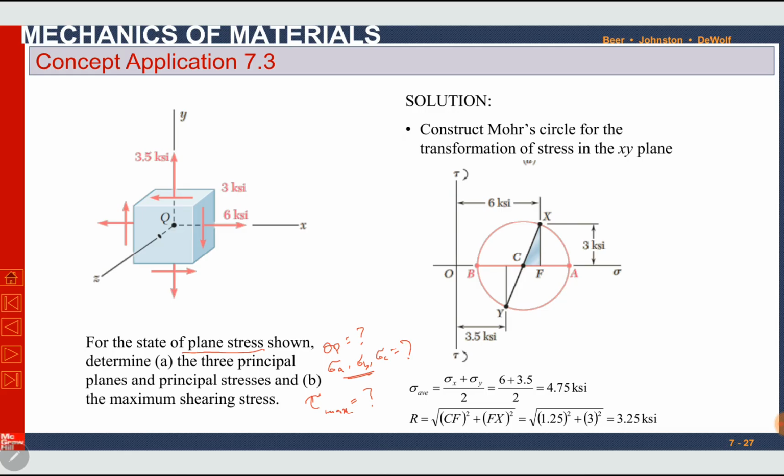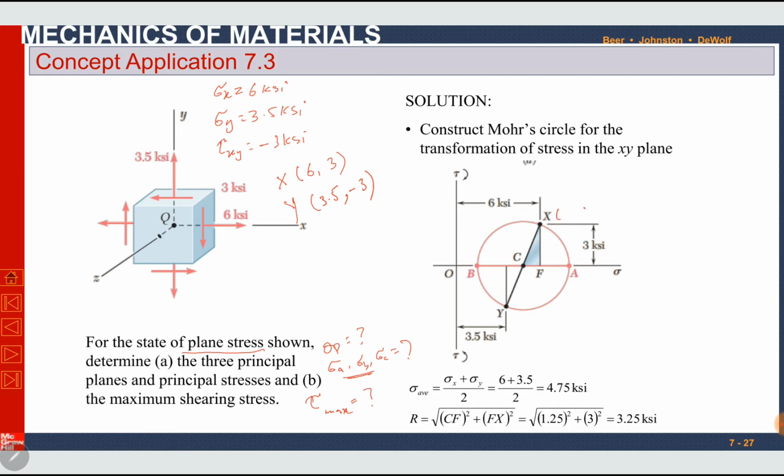In order to draw a three-dimensional circle, first we have to draw a two-dimensional circle with the given data. Given data is sigma x equal to 6 ksi, sigma y equal to 3.5 ksi, and tau xy is minus 3 ksi. You know how the minus or positive sign is defined. Point x will be sigma x, minus tau xy. So it is 6, 3. Tau xy is already negative, so minus tau xy will be positive. Point y is sigma y, plus tau xy. So sigma y is 3.5, and plus tau xy is negative 3.